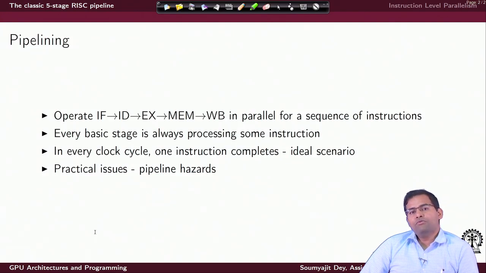Now, this would really be the case in an ideal scenario. So, what is a non-ideal scenario? A non-ideal scenario means that while executing an instruction in a stage of the pipeline, it may so happen that the instruction is not able to execute immediately in the next clock cycle in the next stage of the pipeline. These are the issues known as pipeline hazards, which we will be covering.